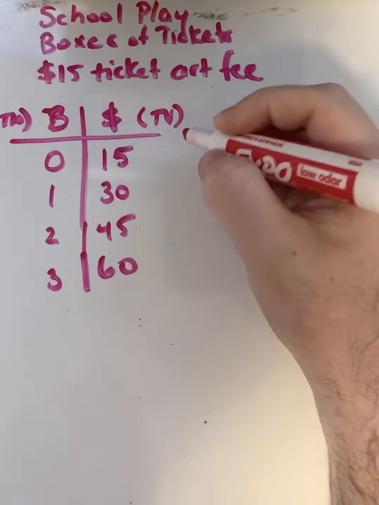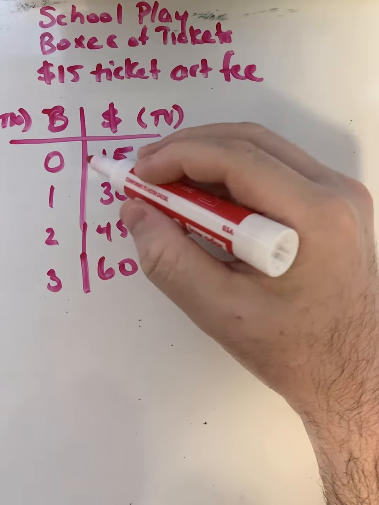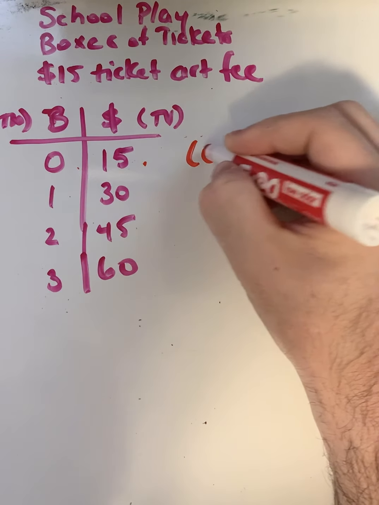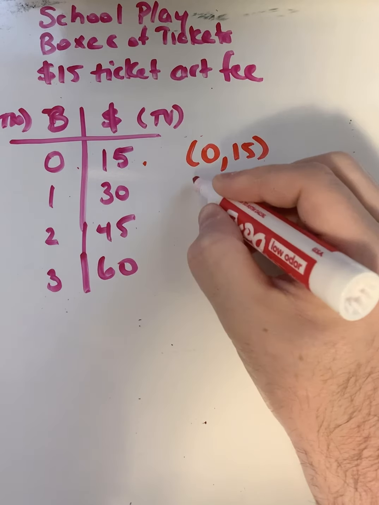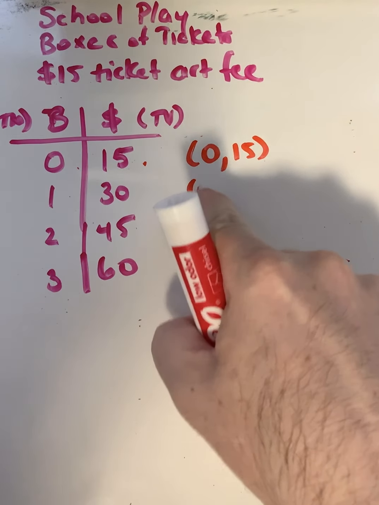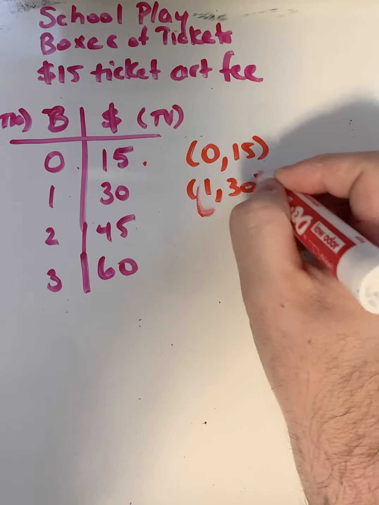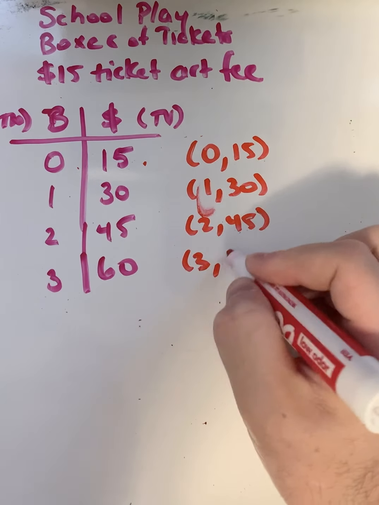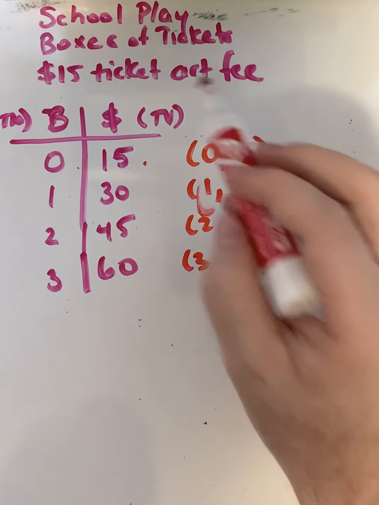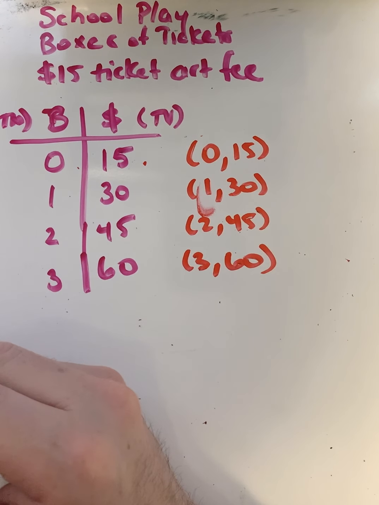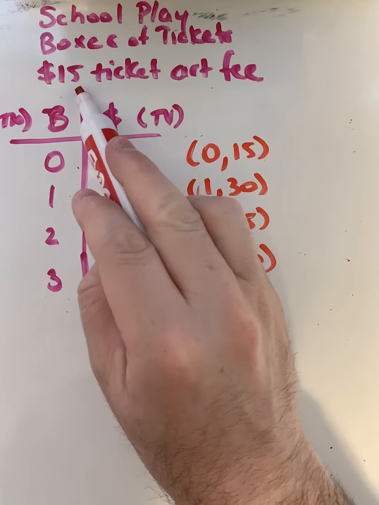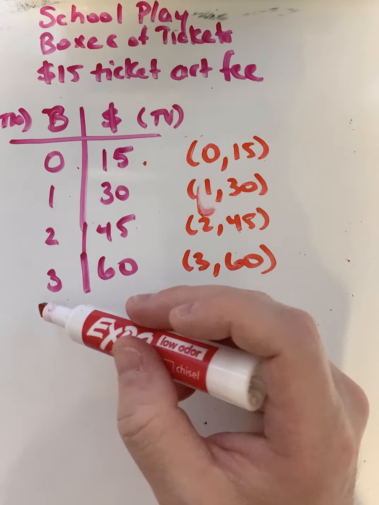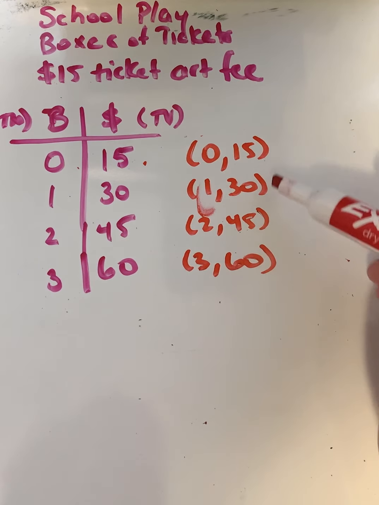So how do we create these ordered pairs? Well, you probably can see it right away. You're going to take the term number and the term value, and you're just going to go read across and put a comma in there. So you're going to have (0, 15), (1, 30), (2, 45), (3, 60). What are you noticing in this scenario is the constant? That's right, it's the $15 ticket art fee, right? The number of boxes can change. So I've got my ordered pairs.